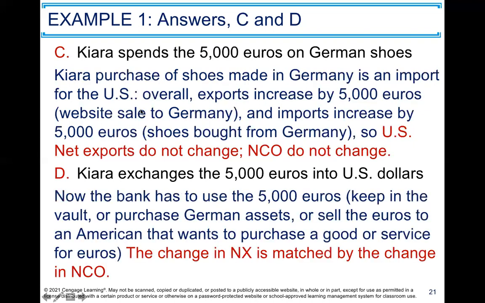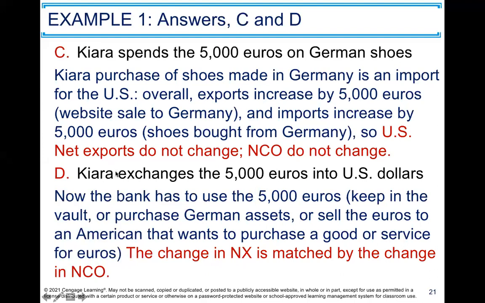Now let's assume that Chiara exchanges the euros into dollars. So that means that this is kind of like example A and B, because she just exchanged those 5,000 euros into dollars, and she gave those 5,000 euros to someone else, another American that wants to purchase a good or service in euros. So that means that NX equals NCO, just like example A and B. And what essentially happened here is, from a macro perspective, nothing changed. The only thing that changed is that Chiara gave her money to Joey, some other guy in the US economy, and he's holding those euros and she's now holding dollars.